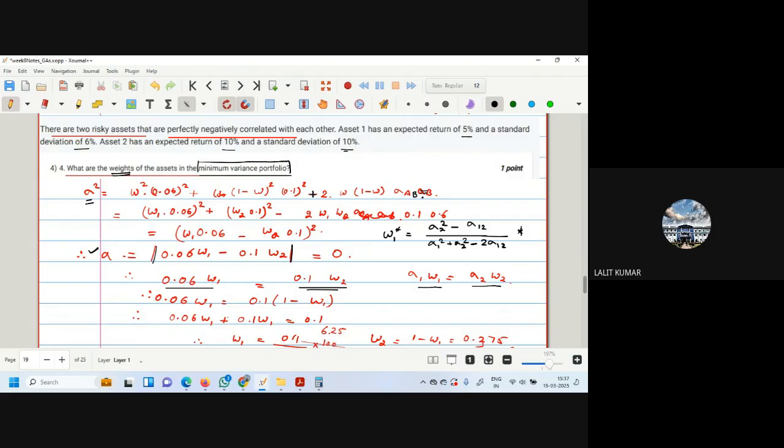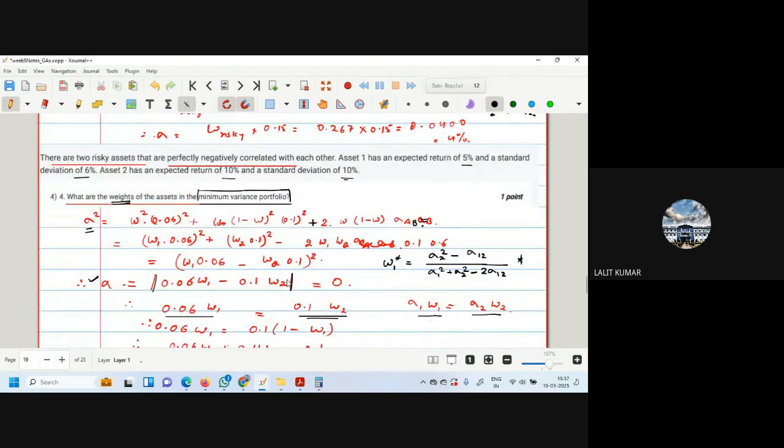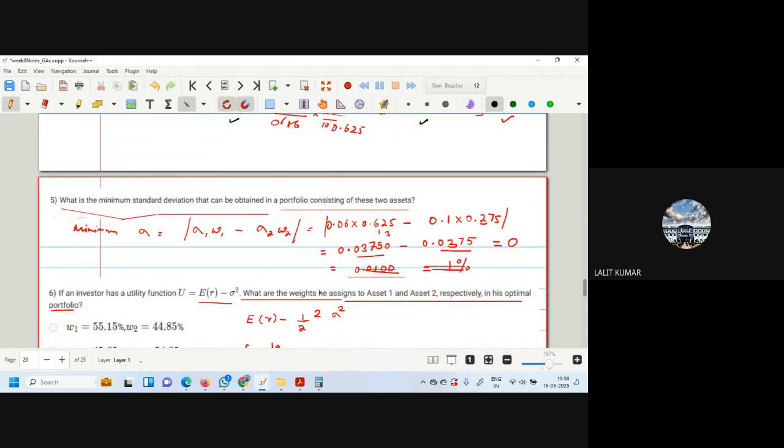But sigma 1 2 is not given, right? No, they have given a perfectly negatively correlated, so it will be minus 1. So what is the minimum standard deviation that can be obtained in a portfolio consisting of these two assets? We had already calculated that it will be sigma 1 W1 minus sigma 2 W2. You put in the weights and you get the answer.